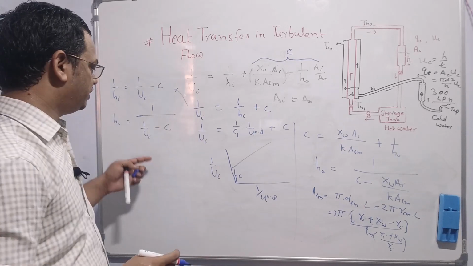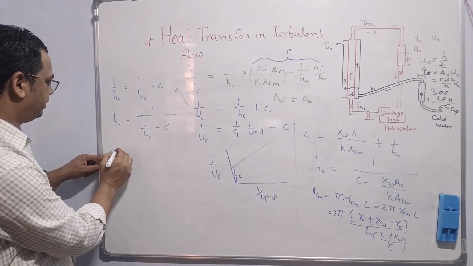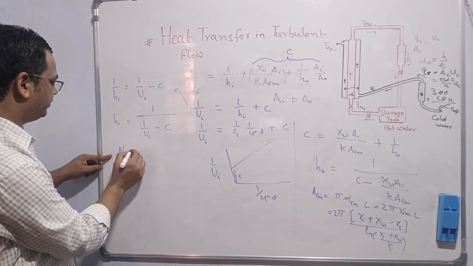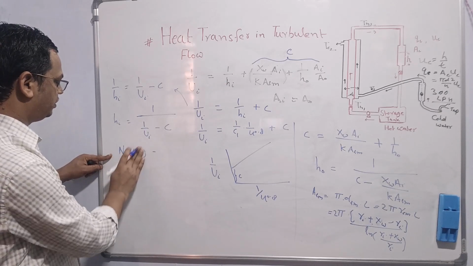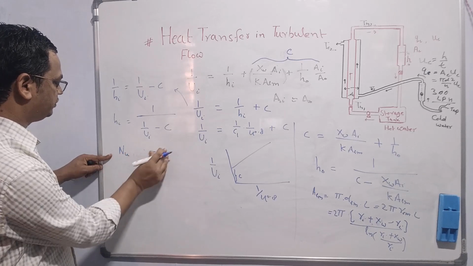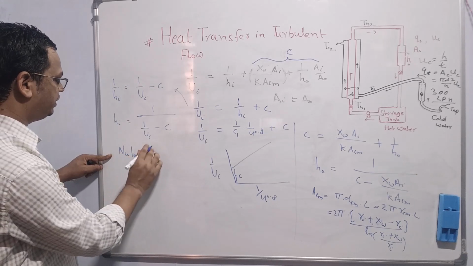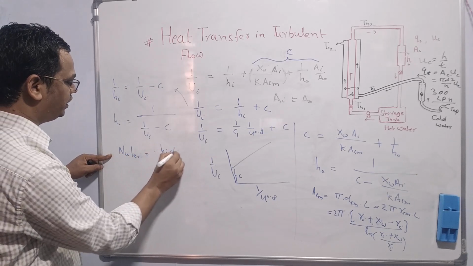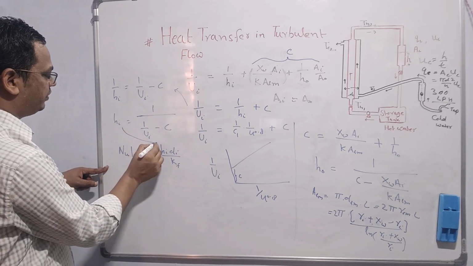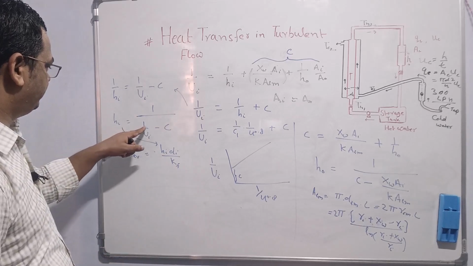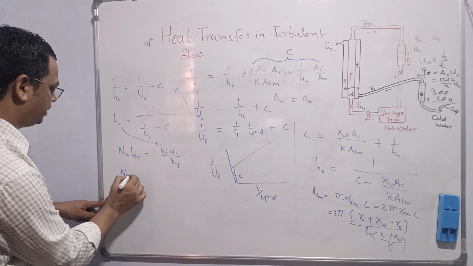Similarly, we can compare the Nusselt number. For example, if we have to find the Nusselt number from the experiment, suppose this is the Nusselt number from the experiment. Nusselt number from the experiment can be written hi Di by Kf. hi should be taken from the experimental value. And now coming to the theoretical Nusselt number.